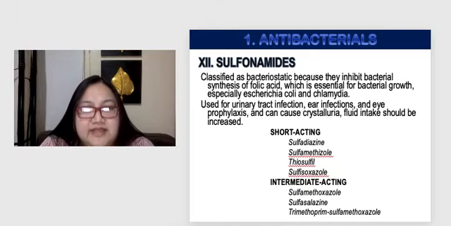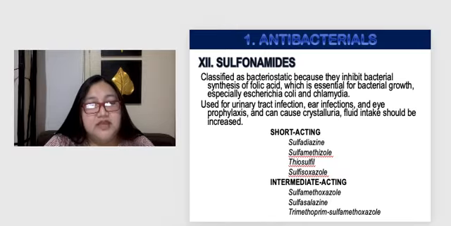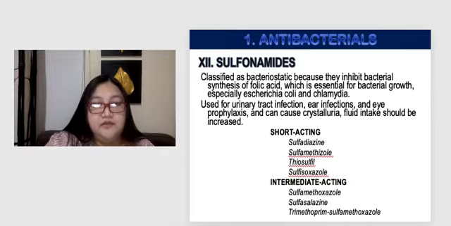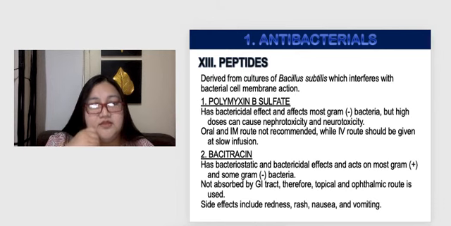Short-acting, yung sulfadiazine, and the rest, intermediate-acting. Si trimethoprim sulfamethoxazole, siya ay known as the acronym TMP-SMZ. No? If you're familiar again with cotrimoxazole. Si cotrimoxazole, yan yung trimethoprim sulfamethoxazole. Okay, next are the peptides.